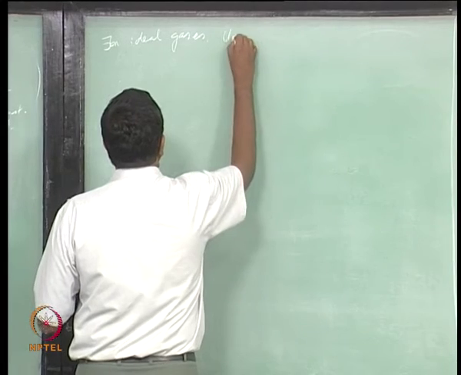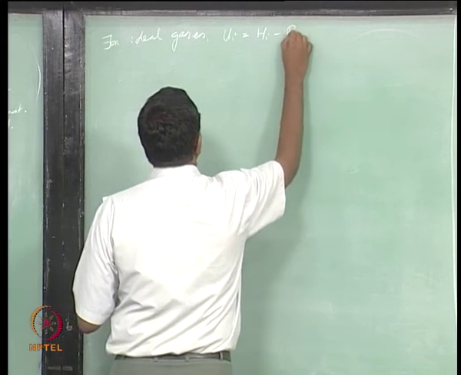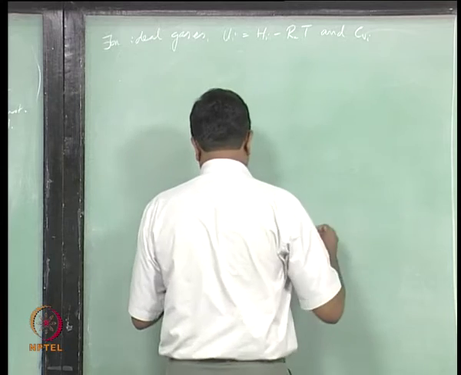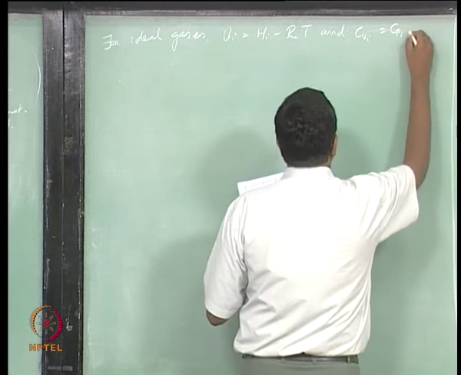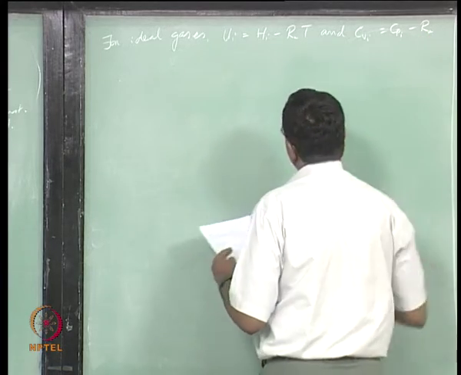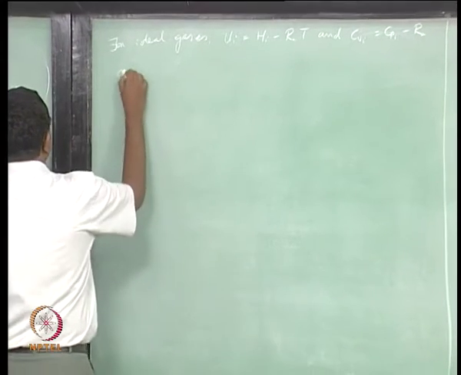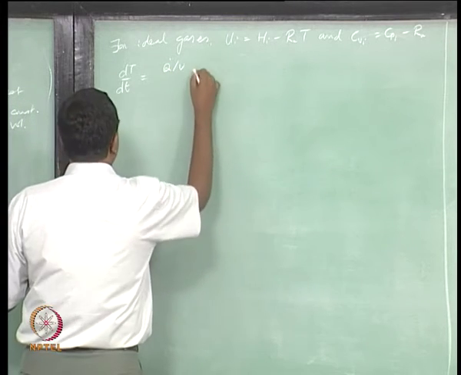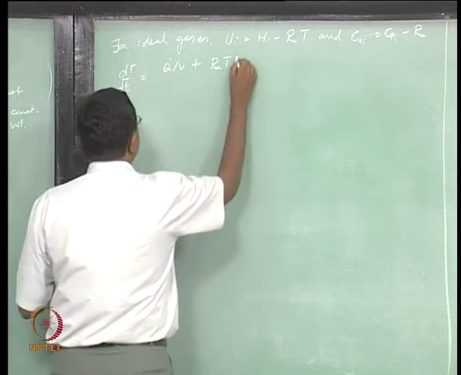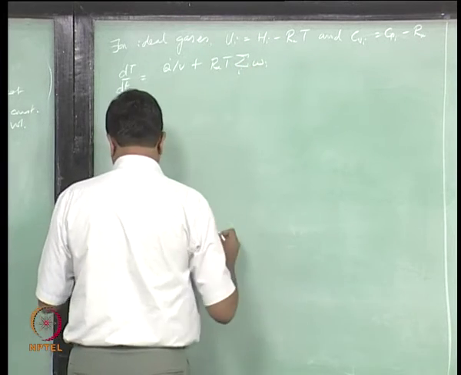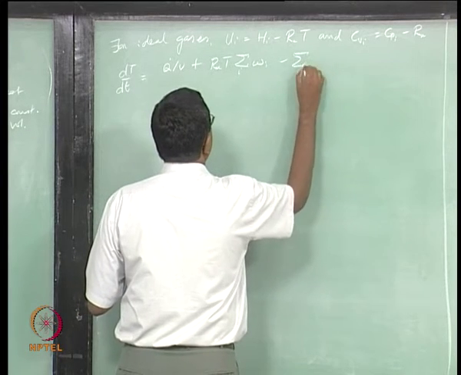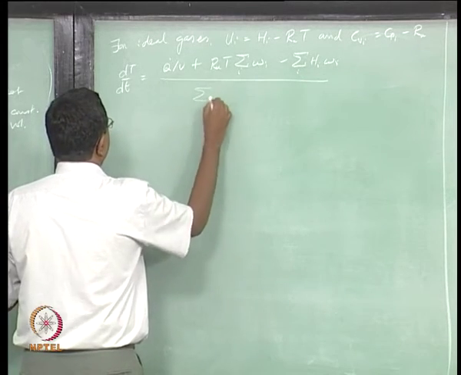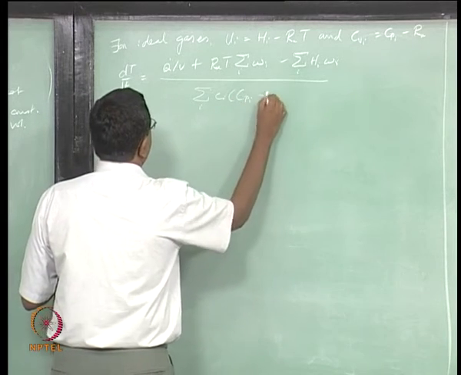ideal gases, u_i equals h_i minus R_u T, and c_vi equals c_pi minus R_u. Okay, so dT over dt is equal to q dot over V plus R_u T sigma_i omega_i minus sigma_i h_i omega_i, divided by sigma_i C_i times capital C_pi minus R_u.